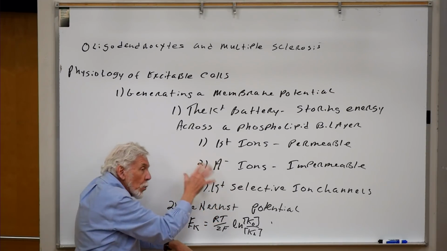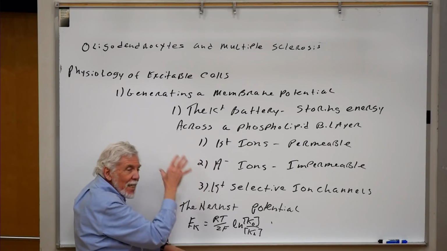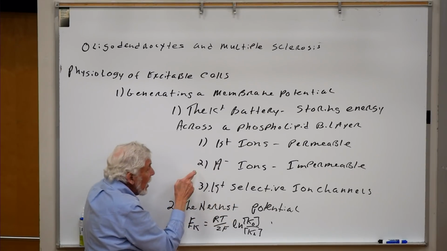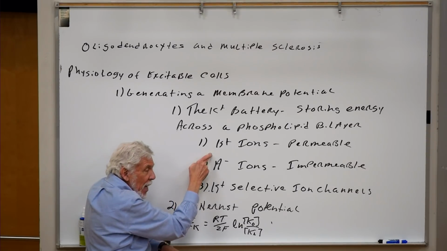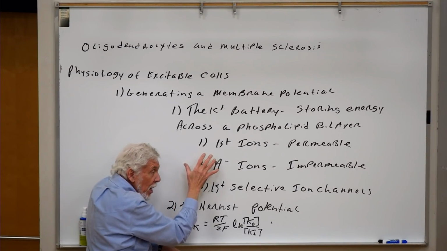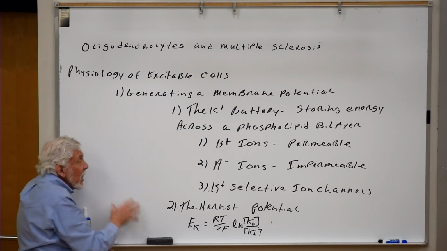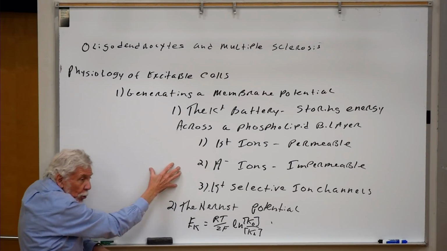So the three things that we're going to talk about initially to generate a potassium equilibrium are the potassium selective ion channels, the large negative anions, and the potassium ions. We'll set this up initially. That's going to generate a membrane potential. Conceptually, this is what I want you to see.